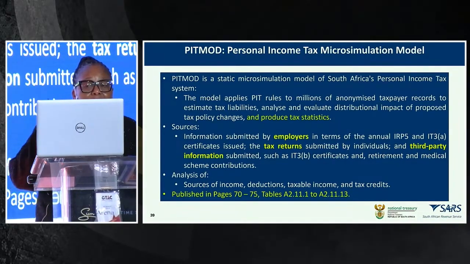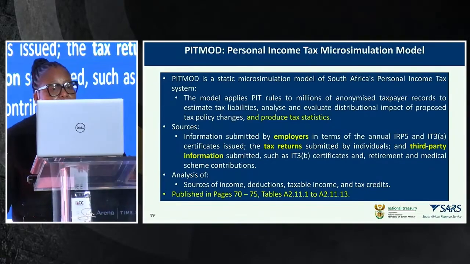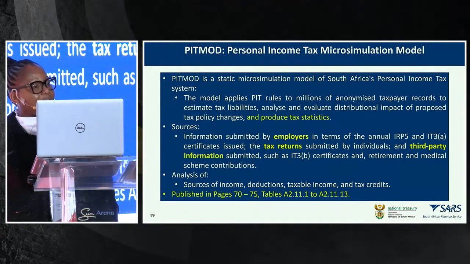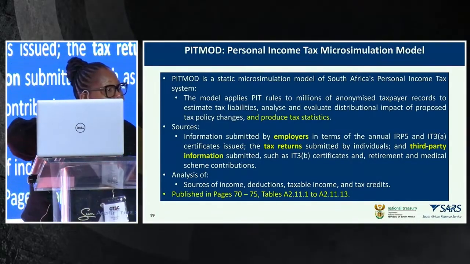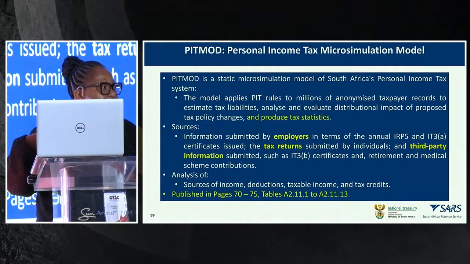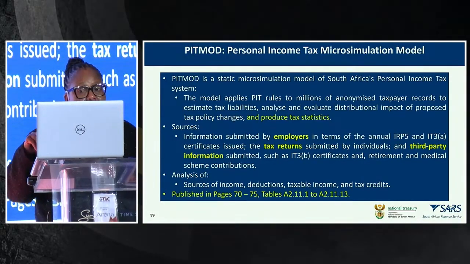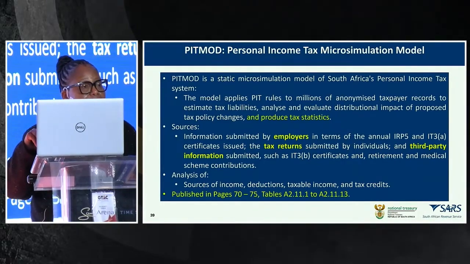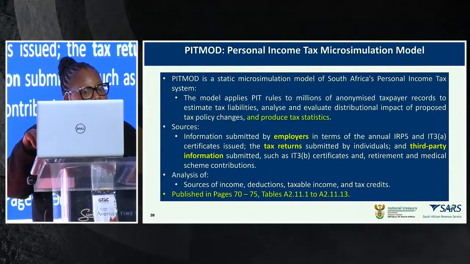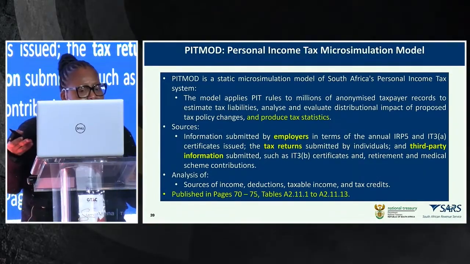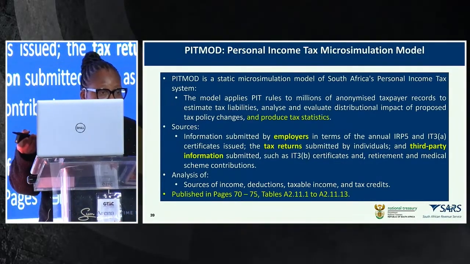So what does PITmod help us understand? The second bullet point: it applies PIT rules to millions of anonymized taxpayer records, and we analyze and evaluate the distributional impact of proposed tax policy changes, but more importantly and more relevant for today's session, we produce tax statistics from that model. What are the sources of data that we look at? In the next bullet point, the information submitted by the employers in terms of IRP5 and IT3(a) certificates, tax returns submitted by individuals, and third-party information submitted by external parties, and we then use that to analyze the sources of income, deductions, taxable income, and tax credits.